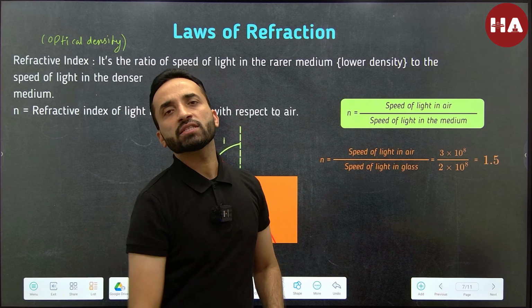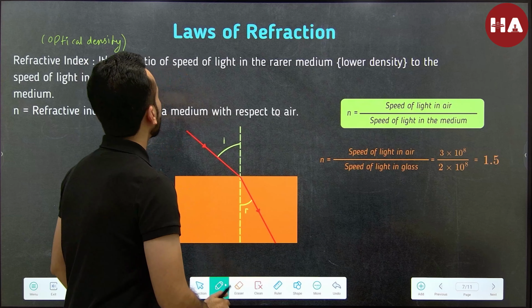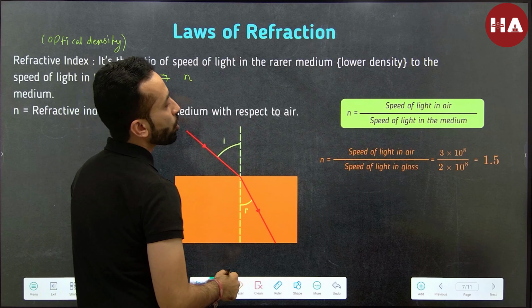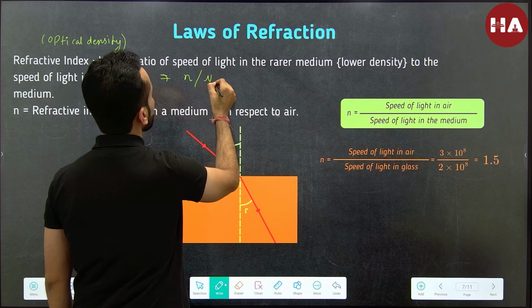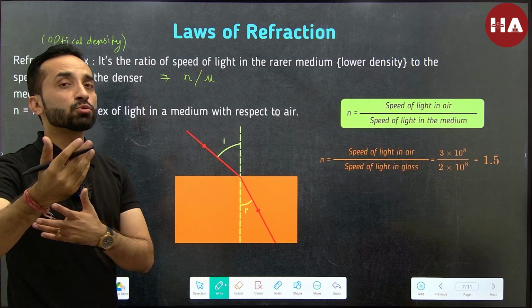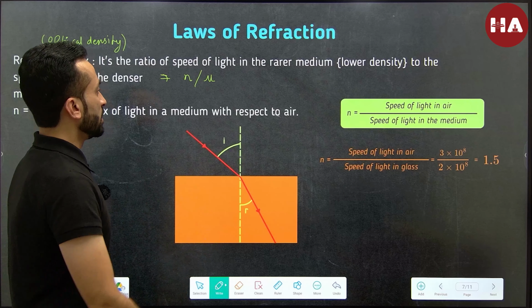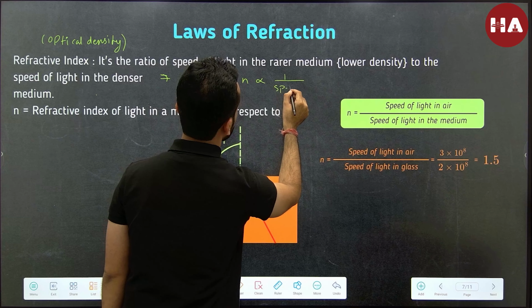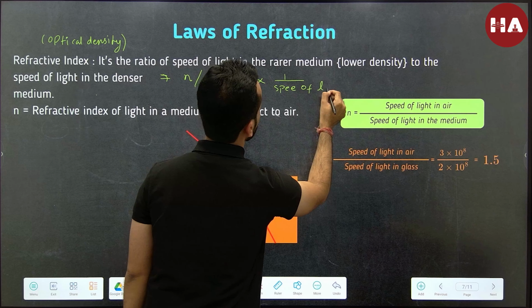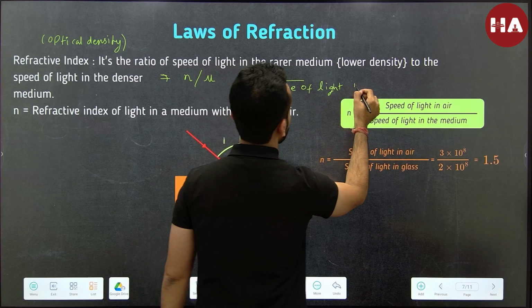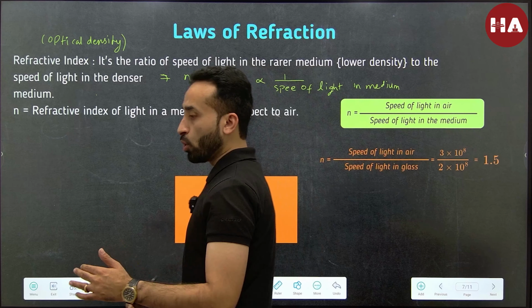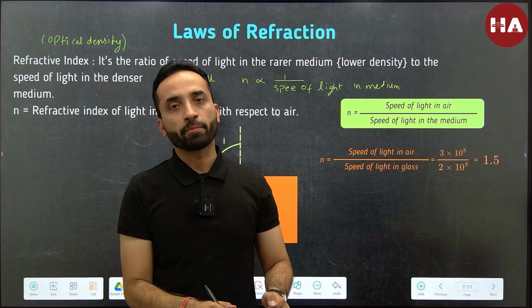Light doesn't travel with the same speed in all of them. So, we define refractive index, let's say we denote it by n or mu, whatever symbol you may use. Sometimes we use n, sometimes we use mu, you can use any of the symbols. So, let's say we are talking about n. It is inversely proportional to the speed of light in the medium. What is it? Let's understand. More speed is less optical density.